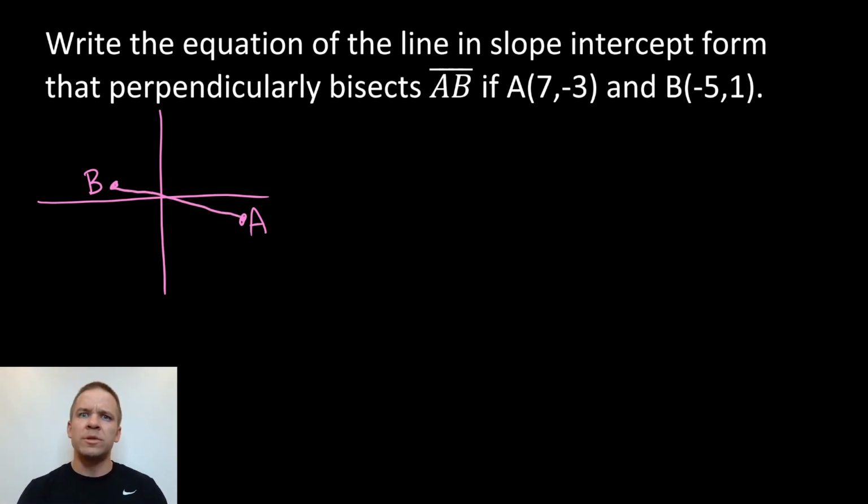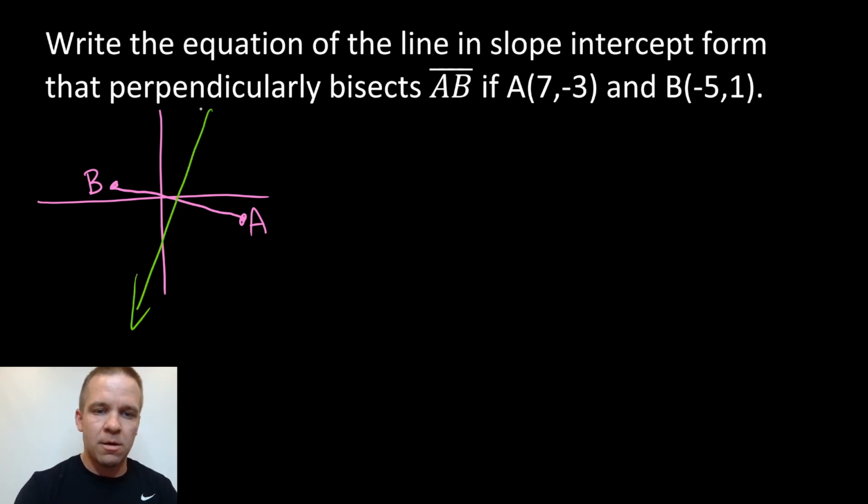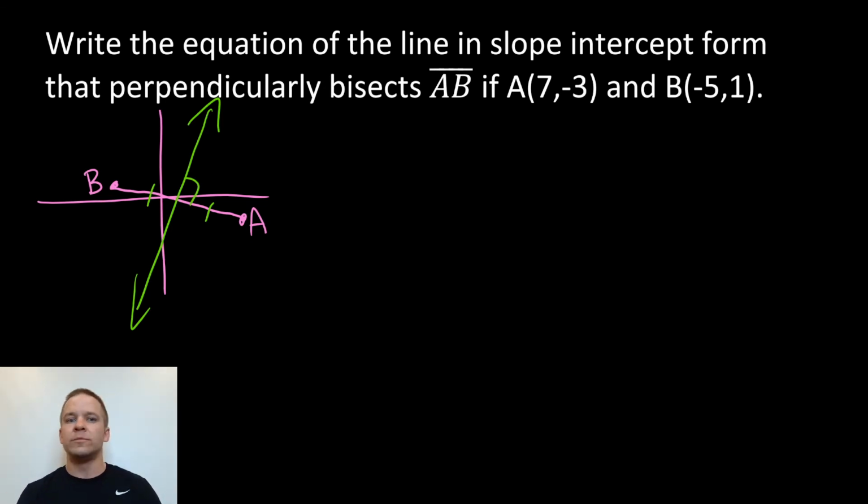So what's that going to look like? Well, it's going to go through the center of it, the midpoint of it, and it's also going to be perpendicular to it. So let's say this green line is my perpendicular bisector. It's going to bisect it, and it's going to be a right angle. All right, a callback from geometry there. We mark those congruent segments. That little box there is indicative of the right angle.